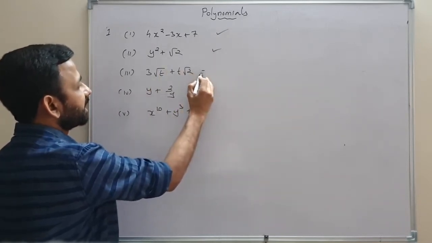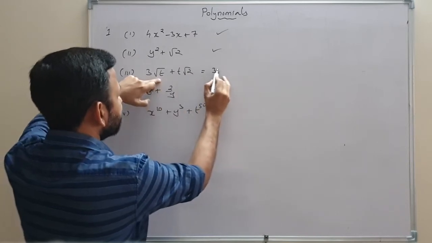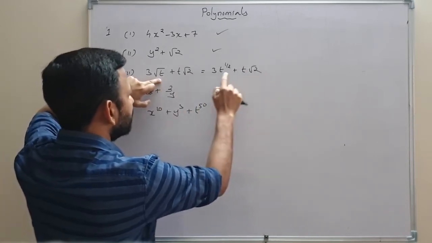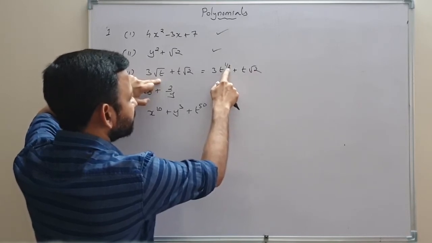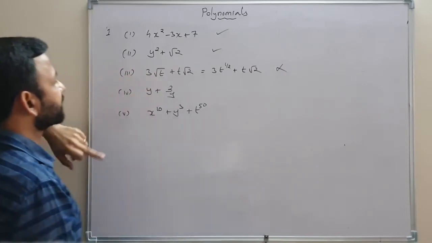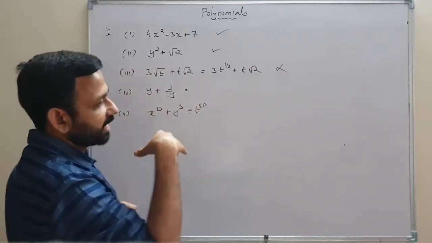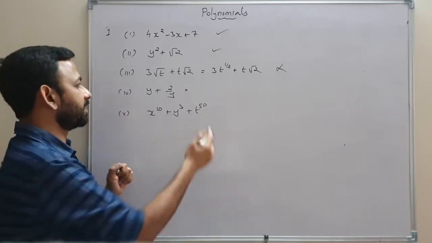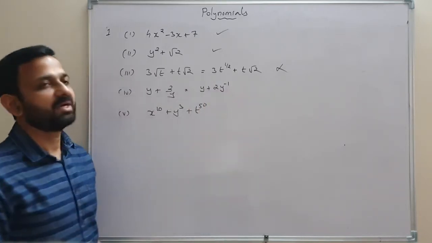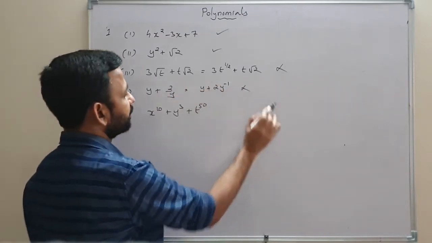Here when we write in exponential form, the variable is t. So 3 into t raised to 1 by 2 plus t into root 2. The power of the variable is 1 by 2. 1 by 2 is not a whole number, so therefore it is not a polynomial. And here y is in the denominator. When we take y from the denominator to the numerator, it will be y plus 2 into y raised to minus 1. The power of the variable y is minus 1. So this is not a polynomial.